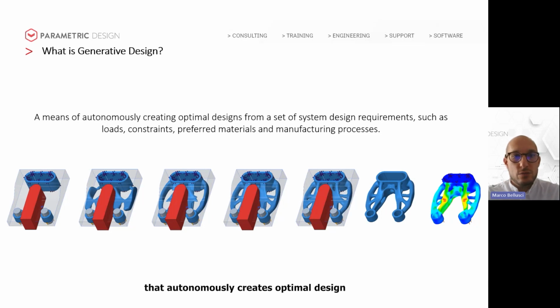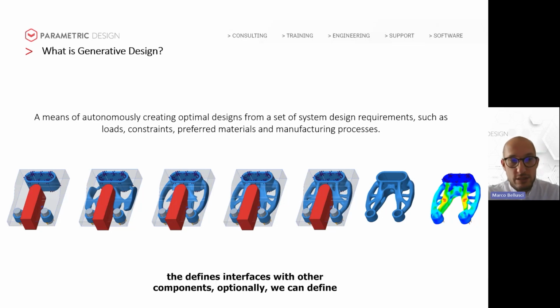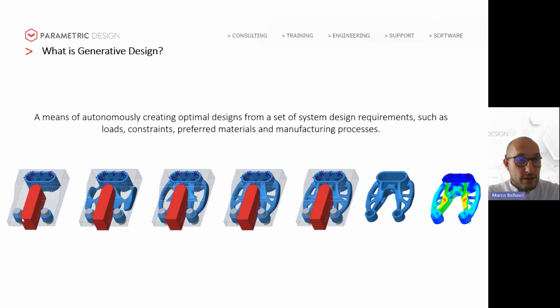Generative design is a tool that autonomously creates optimal designs considering all the requirements: load, constraint, material, manufacturing process. For example, let's have a look at the picture at the bottom. We have to define a working area, the starting volume we have to consider, in transparent. Then we define the blue volumes that are preserved areas, volumes we want to keep because, for example, they define interfaces with other components. Optionally, we can define volumes we want to eliminate, in red.